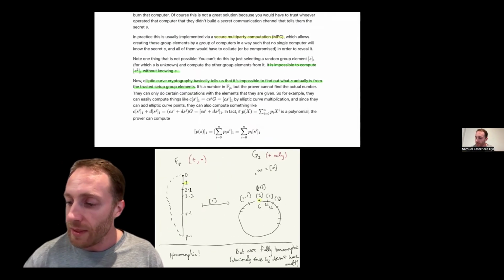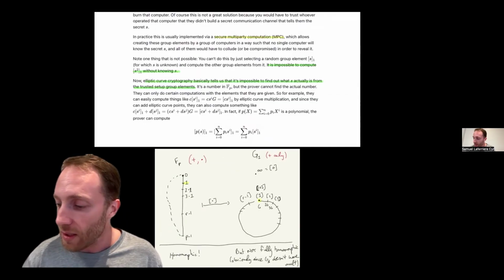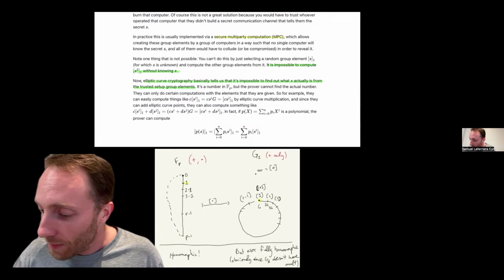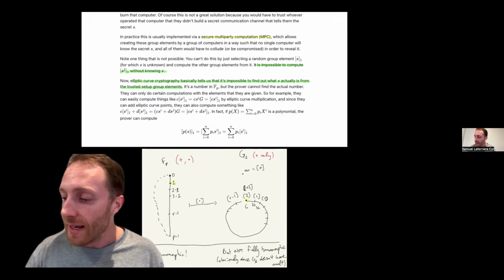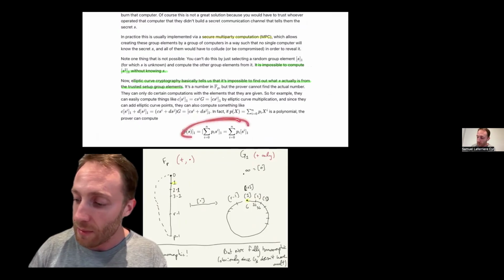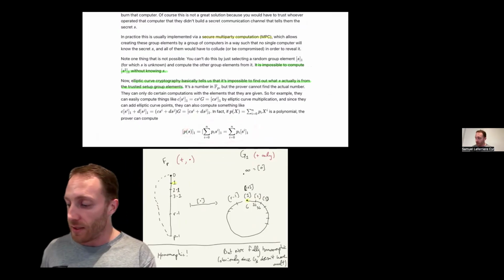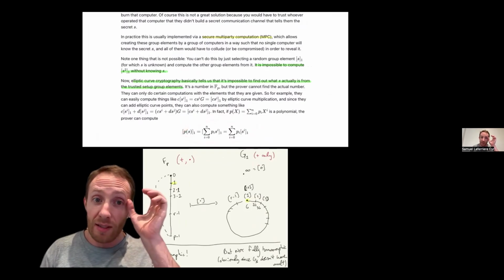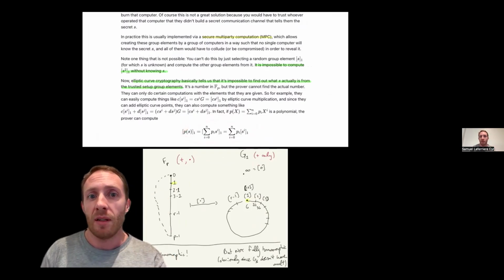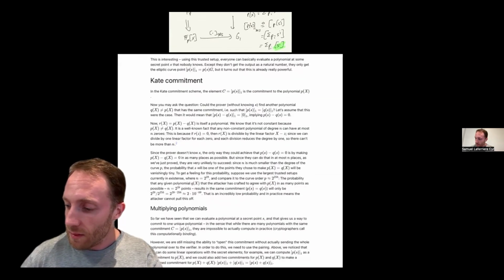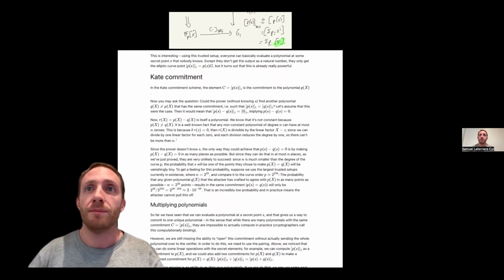And if I go back a little bit, this is also what he's talking about here at the bottom, that they can only do certain computations. This part at the bottom is exactly what I just explained. Okay, nice. So now we have our definition for the commitment of the polynomials. So let's see what we do with this.